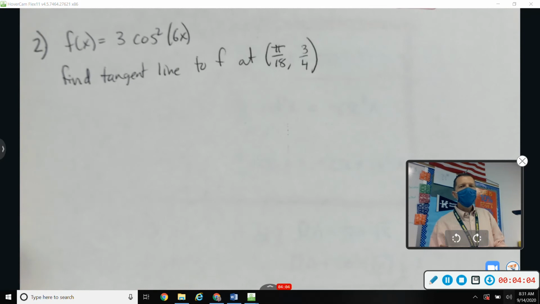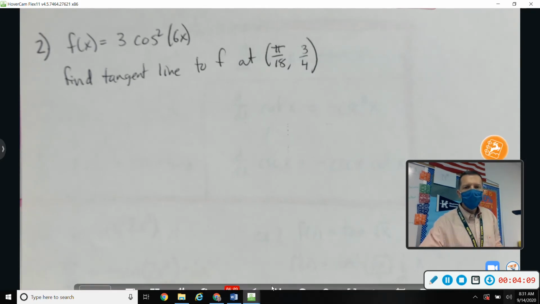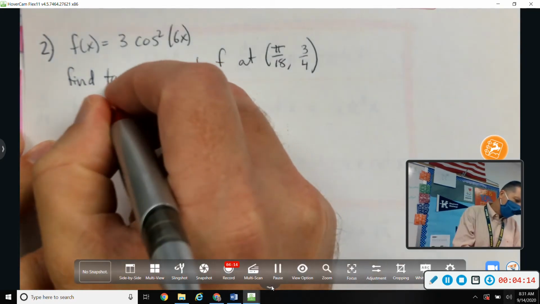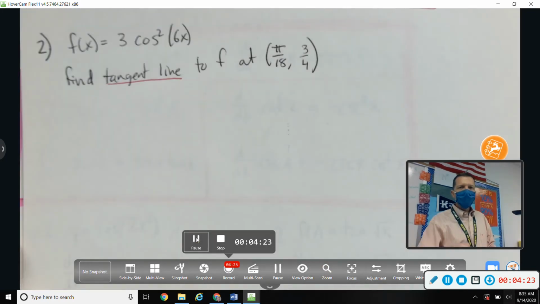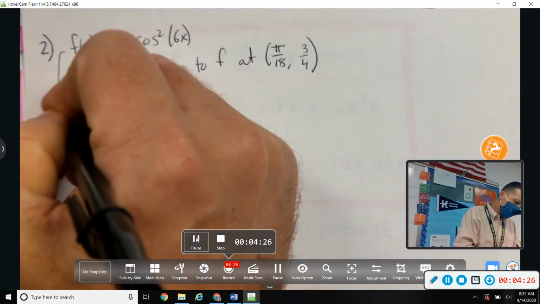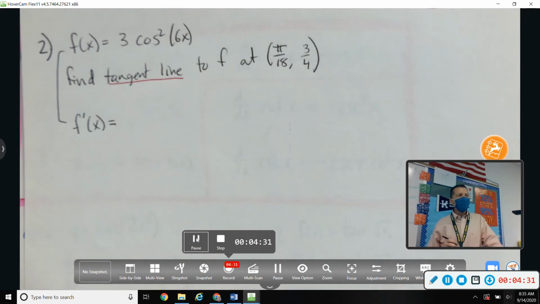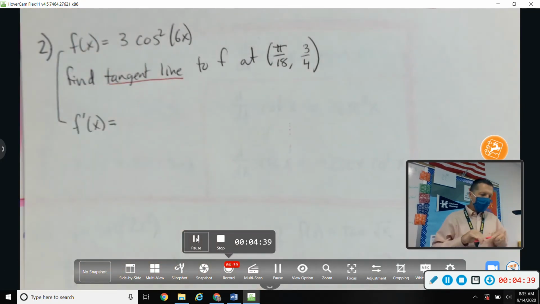All right, number 2. Why don't you try number 2? It's a chain rule to find the derivative, but then use that to do a tangent line. All right, so chain rule, and this has more pieces to the chain than what we usually have. Usually there's 2 things. This has 3 things, and for some people it's helpful to identify the things even before they get started.